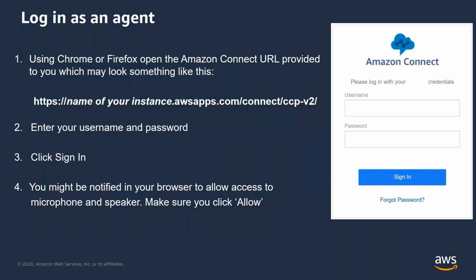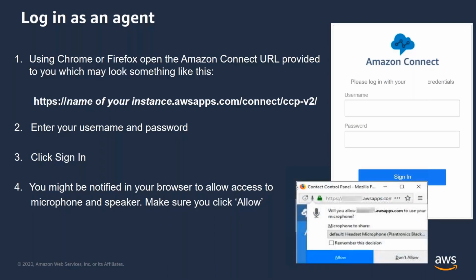To log into the CCP, you need to open your Amazon Connect URL, which may look something like this, HTTPS with the name of your instance, followed by awsapps.com/connect/CCPv2. You need to paste this URL in your Chrome or Firefox browser. You will then need to enter your designated username and password and hit sign in. Once you sign in, you might be notified in your browser to allow access to microphone and speaker. Always click allow and remember this decision in order to ensure you can hear the audio coming out of CCP.